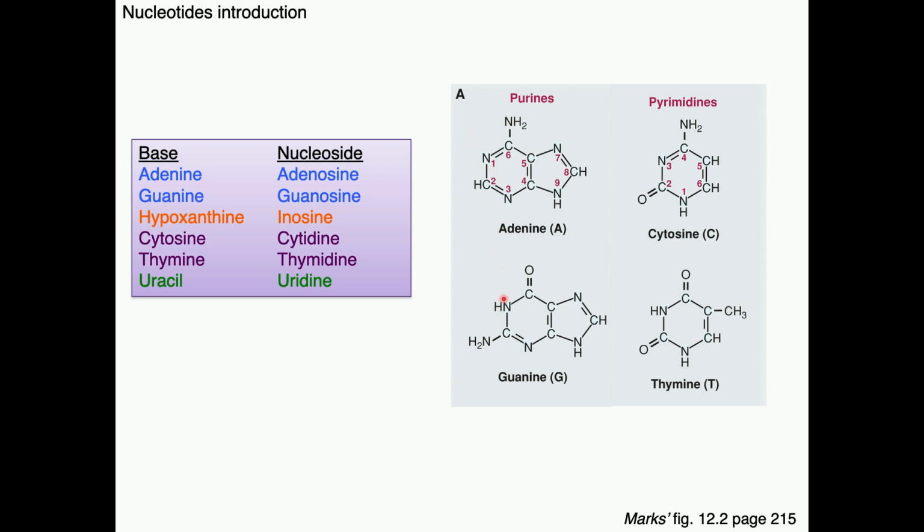The purine nucleotides are adenine and guanine. These are the ones that are present in DNA. Hypoxanthine is a degradation product of the purine nucleotides. Then the pyrimidine bases are cytosine and thymine for DNA, and uracil for RNA.